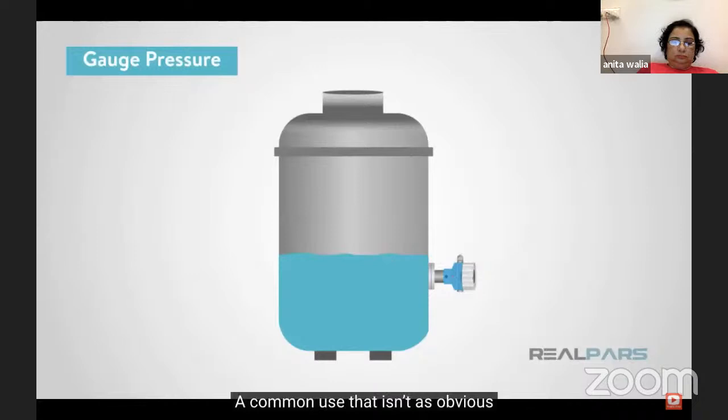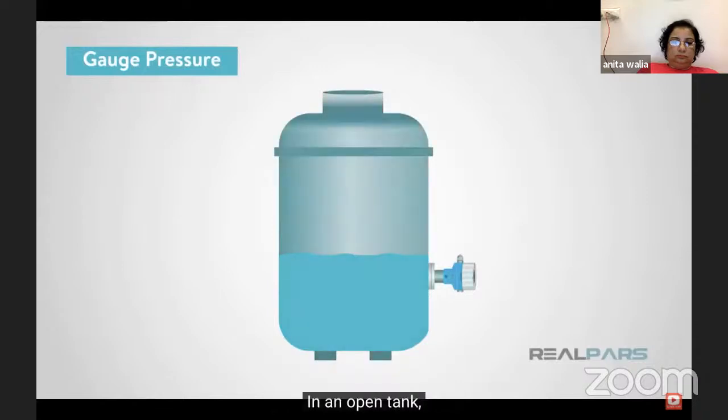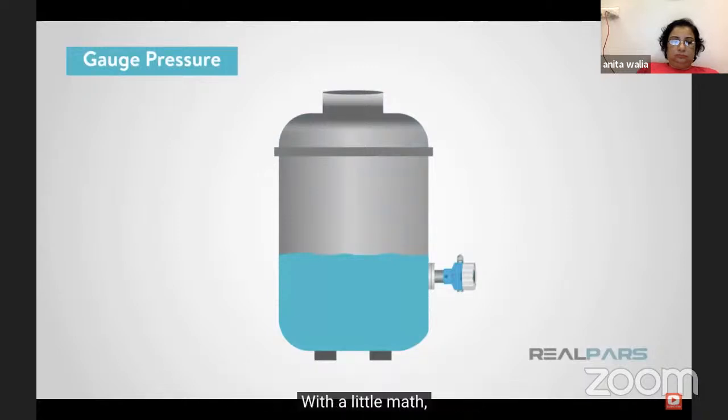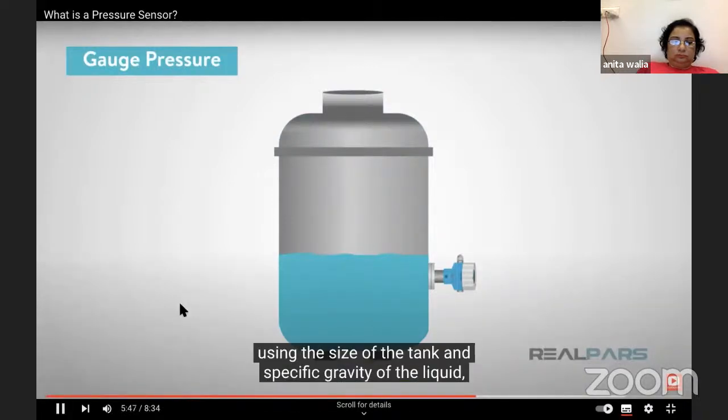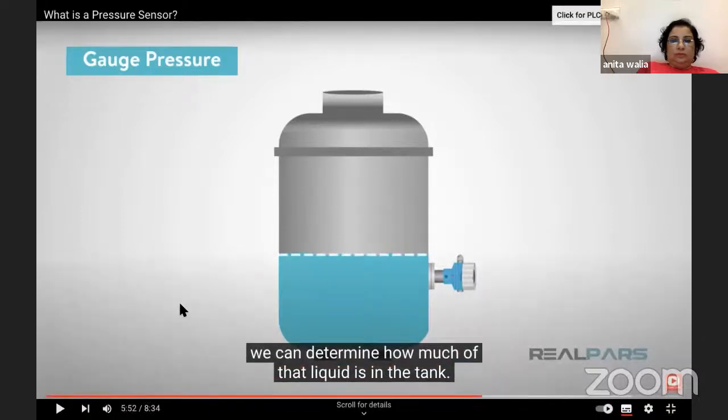A common use that isn't as obvious is the use of a pressure sensor as a level sensor. In an open tank, you can use the hydrostatic pressure that is measured at the sensor. With a little math, using the size of the tank and specific gravity of the liquid, we can determine how much of that liquid is in the tank. So I was talking about the level sensor.